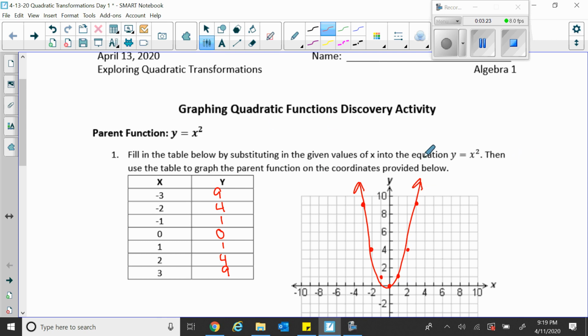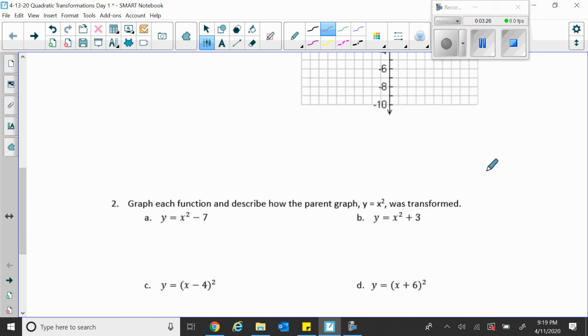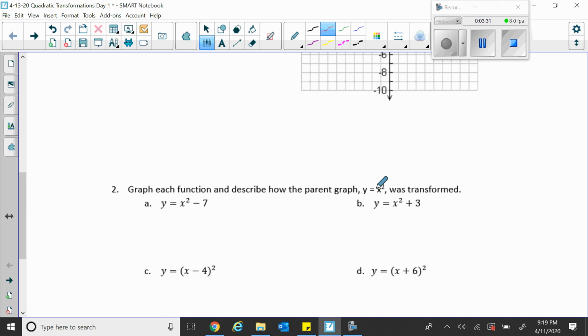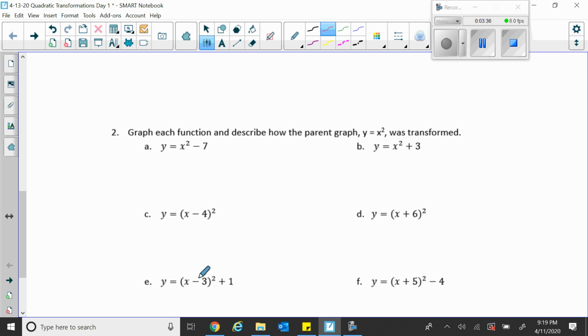So what we're going to do now is graph each of these functions. If you look, the parent graph is right here, y equals x squared. Each of these 6 equations looks a little different than y equals x squared. I've either added something to the end of it, like this here, or I subtracted something from the end of it, like this here, or I subtracted something inside the parentheses, like C, or I added something in the parentheses like D. And we're going to see how that transforms or changes the graph.